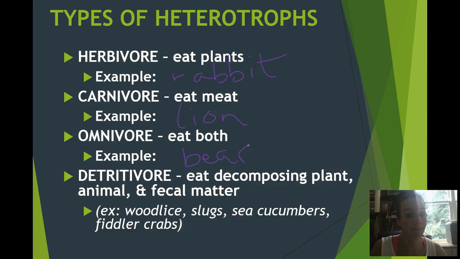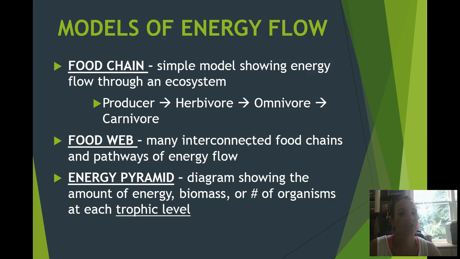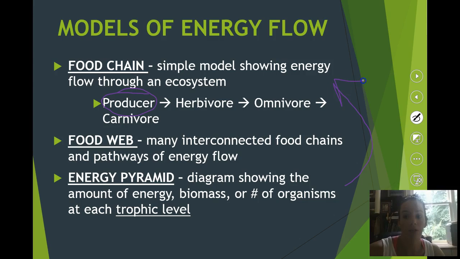So there's some models of energy flow that you need to be familiar with. The first is a food chain, and I'm sure you all know what a food chain is. So it's a very simple model that just shows how energy flows through that ecosystem. So we start with the producer, move on to the herbivore, then the omnivore, and ending with the carnivore. The food web, on the other hand, is just many interconnected food chains. And the pyramid is essentially the food web in pyramid form, but it shows the energy level as well. And it's important to remember that energy always decreases as it moves up the energy pyramid.